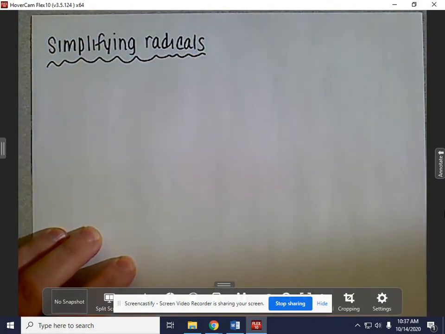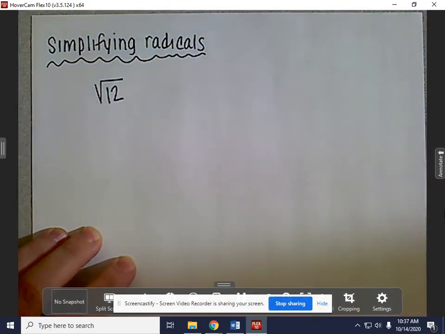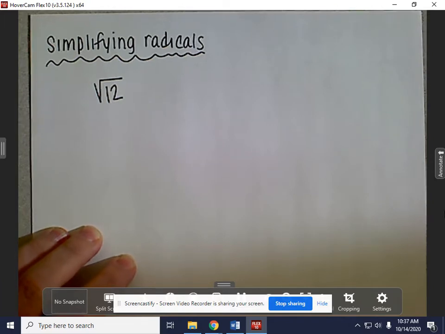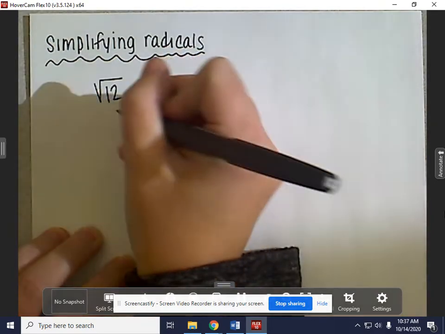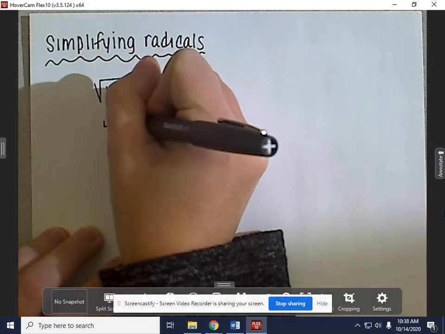That means like if I had the square root of 12 in my answer, Math Excel is not going to accept the square root of 12 as your answer. It wants it simplified. And when we say simplify, we want to break it down. So we're going to make a factor tree. So my factor tree, I'm going to find two factors that multiply to 12. I'm going to pick 4 and 3.